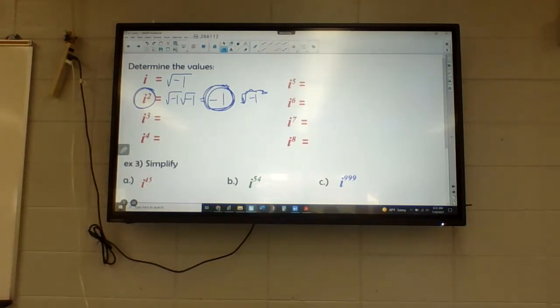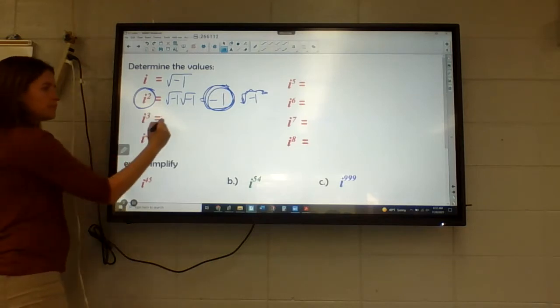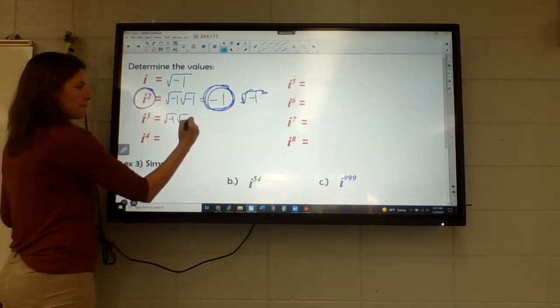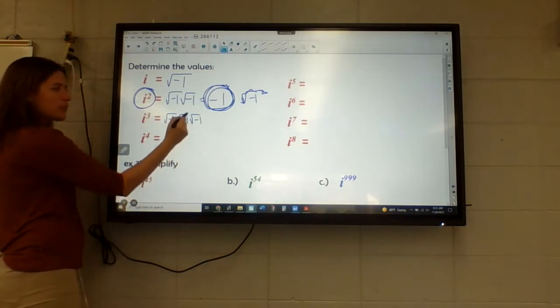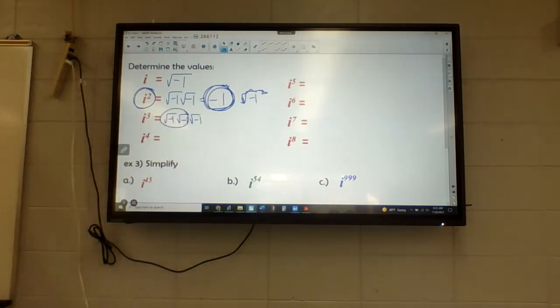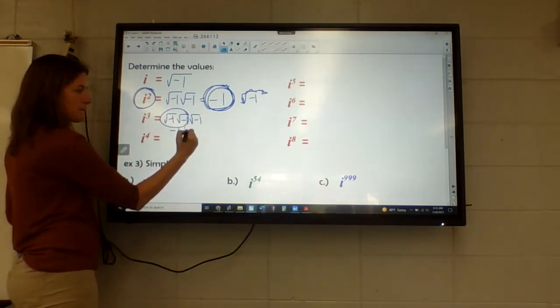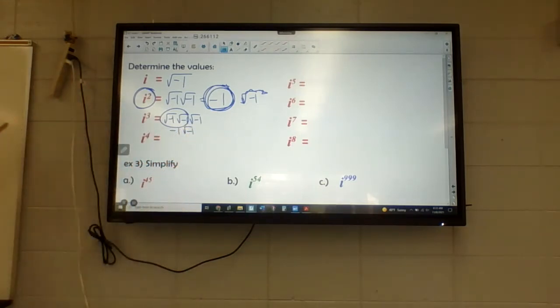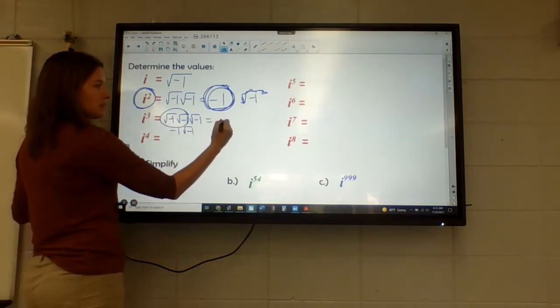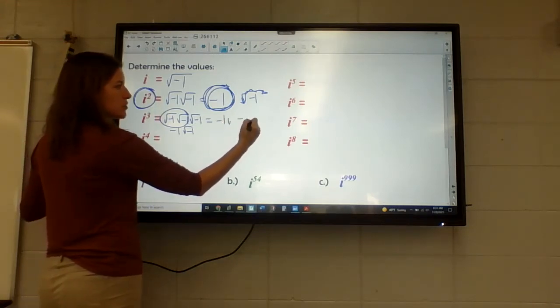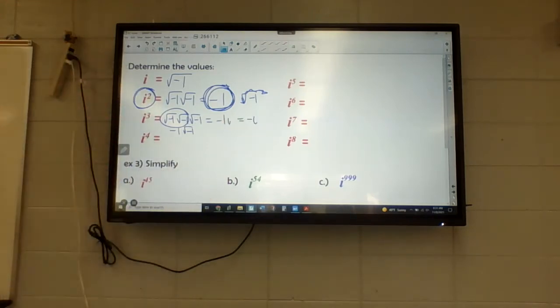All right, i to the 3rd power. Well, we just learned that these two are what? -1. So the square root of -1 is i. So this is technically going to be -1 times i. So it's just going to be -i. So we get i, then we get -1, then we get -i.